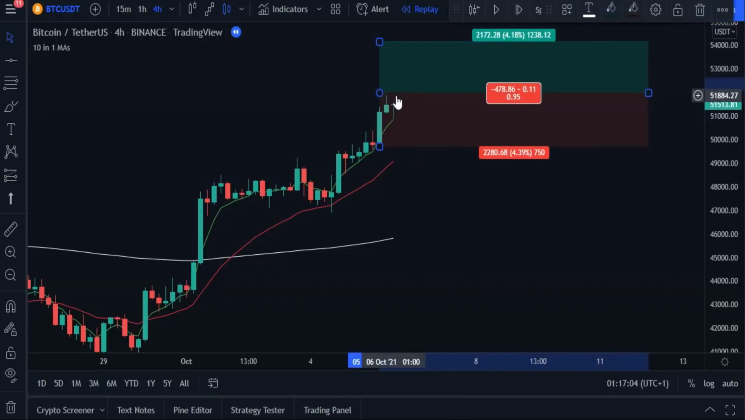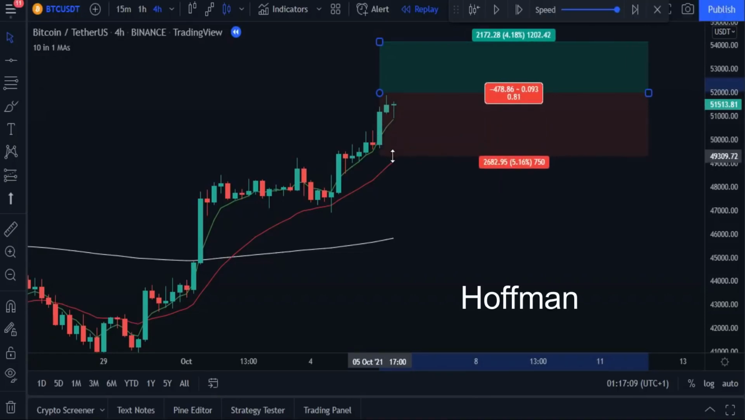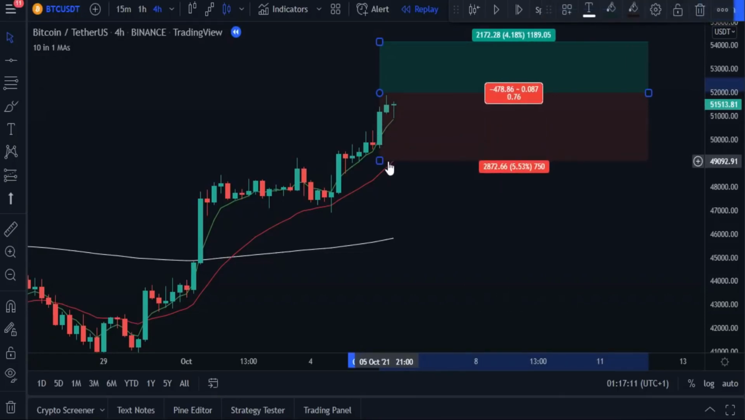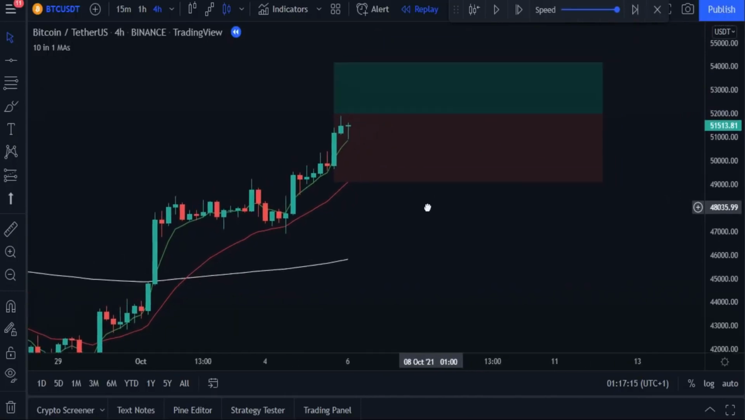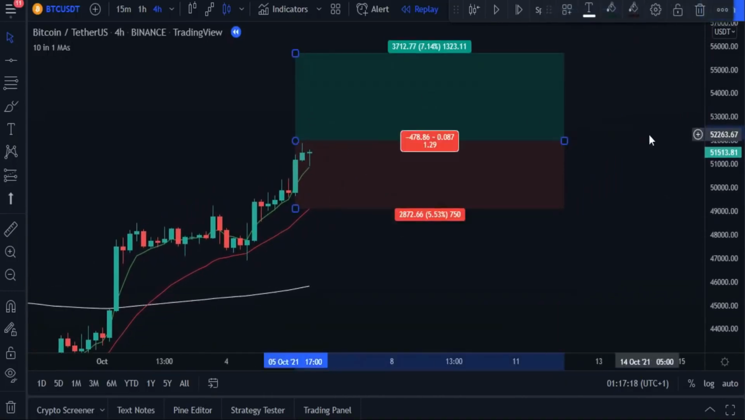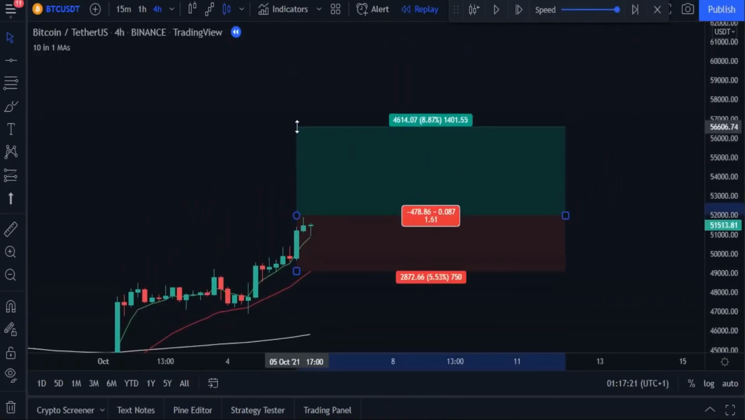The entry will be slightly above the target candle, as we explained in Hoffman's strategy, and the stop loss will be at the moving average line 20, which is the red line. As for taking profits, it will be double the stop loss, meaning the risk-reward ratio will be 1 to 2.